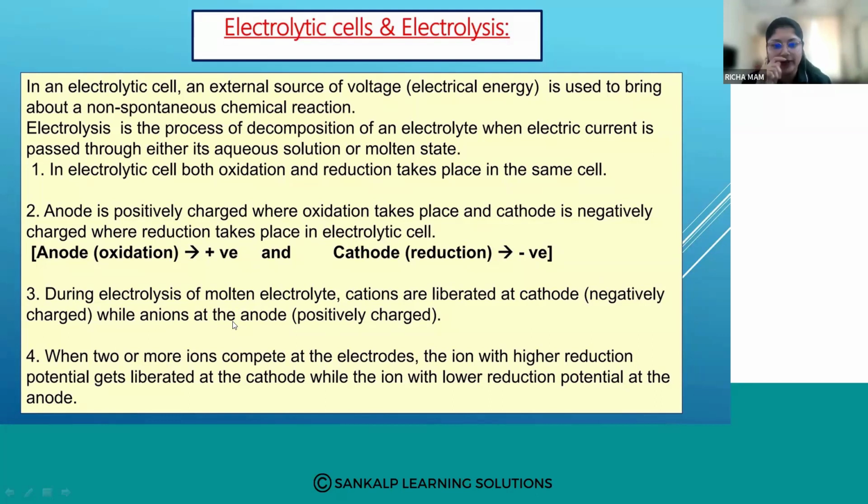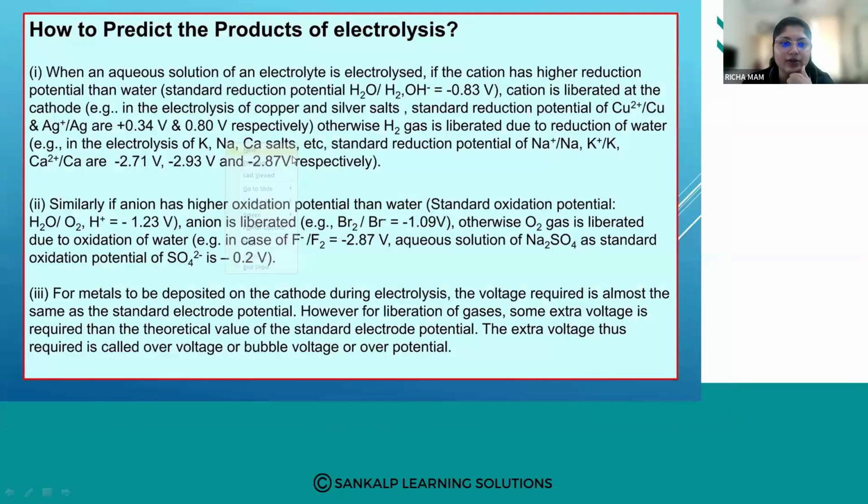When you have two or more ions, what will happen at that time? The ion with the higher reduction potential, we have seen the electrochemical series also, according to the series, the values are given for different metals, gets liberated at the cathode, while the ion with the lower reduction potential gets liberated at the anode. So these are the basic things which occur in an electrolytic cell.